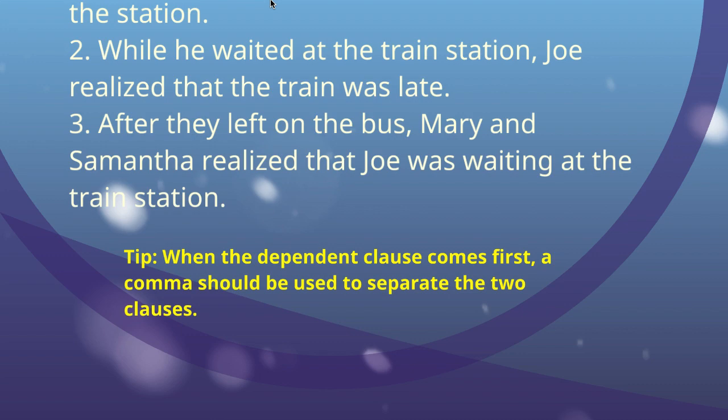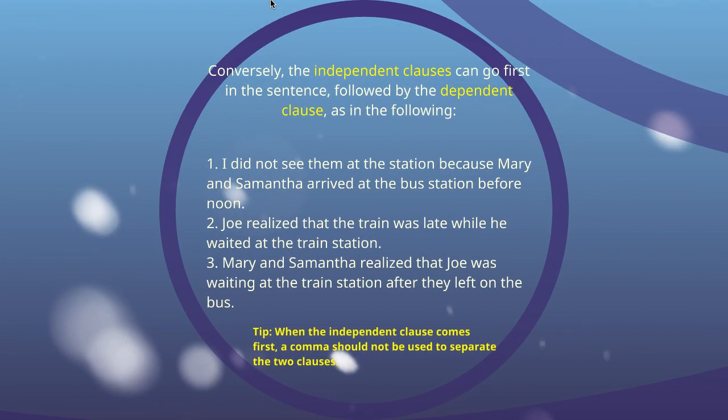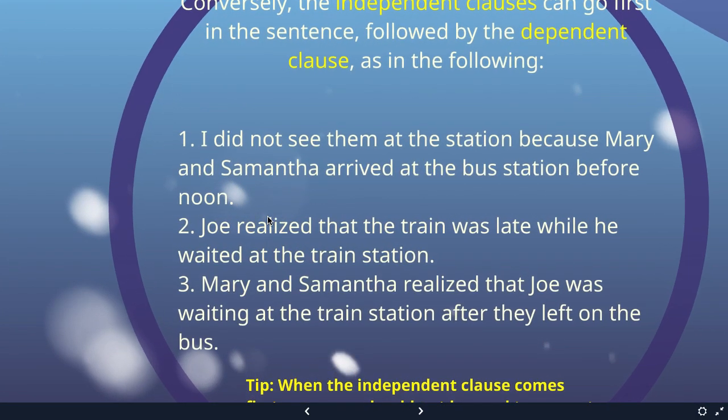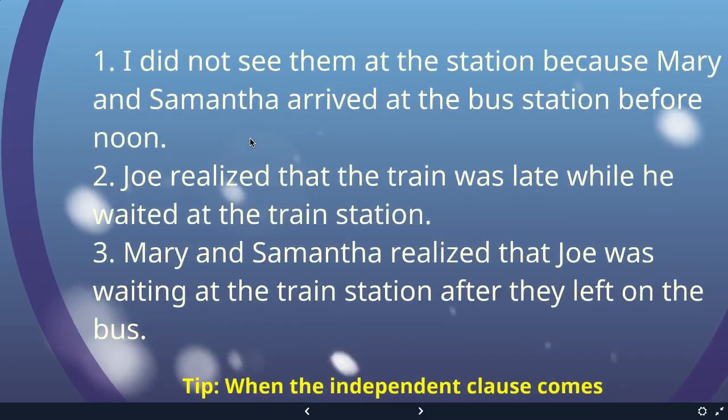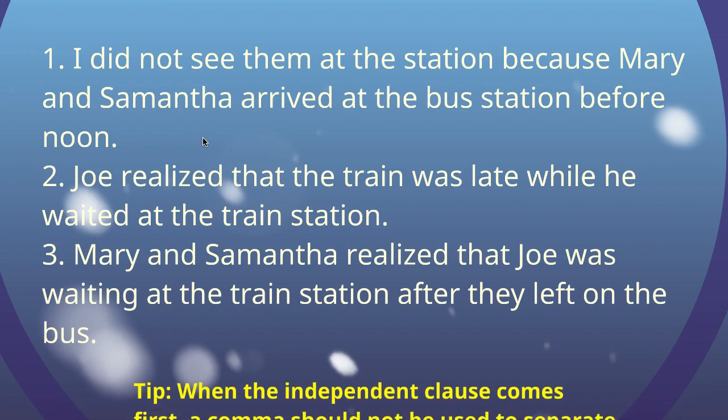If I wrote, after they left on the bus, Mary and Samantha realized that Joe was waiting at the train station, and I did not have a comma, that would be considered a run-on sentence. I need to have that comma. But if you flip it, and I end up having the independent clause coming first, I don't need a comma. So these would be an example if you have an independent clause followed by a dependent clause. Shai, this is when I think you would probably throw a comma in if you get punctuation paranoid. I did not see them at the bus station because Mary and Samantha arrived at the bus station before noon.